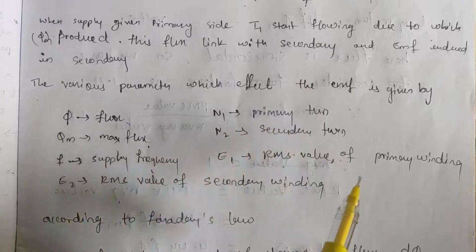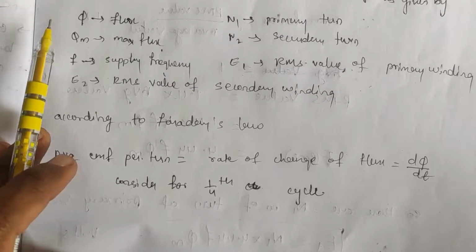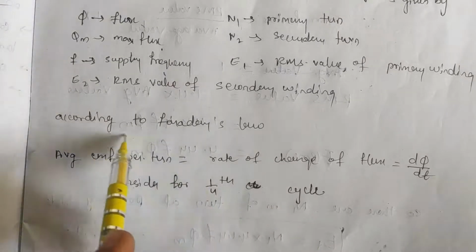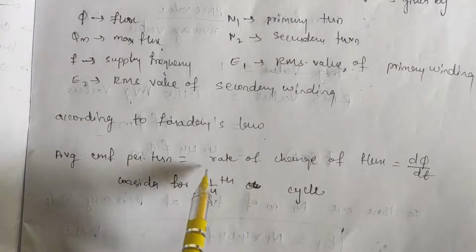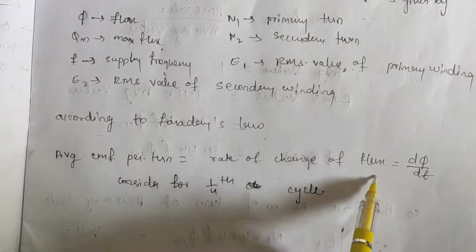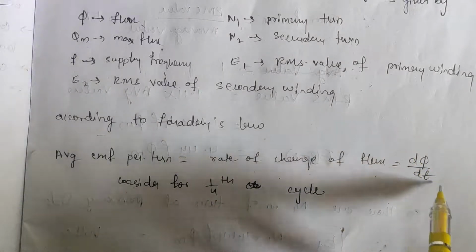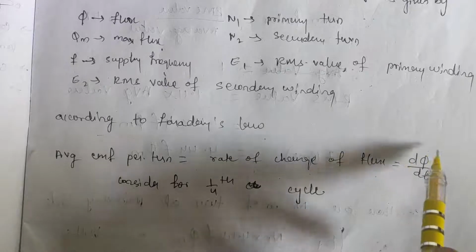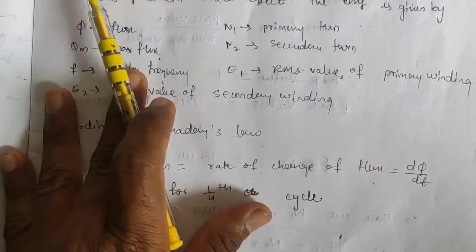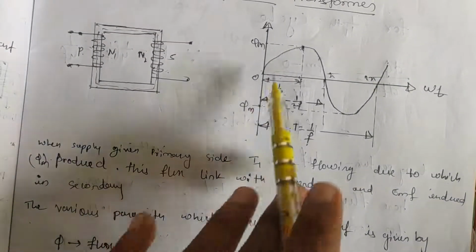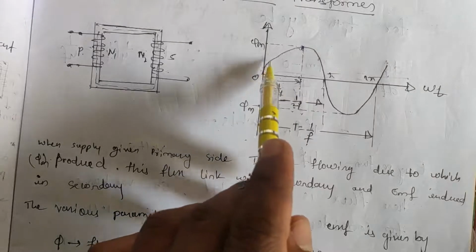Let us study how the EMF equation will be generated. Some of the parameters we can see in the transformer: the maximum flux, frequency, and E2. E2 is the RMS value of the secondary winding voltage, EMF, and similarly the EMF of the primary. N1 is the primary turns and N2 is the secondary turns. Now we will start deriving this expression.